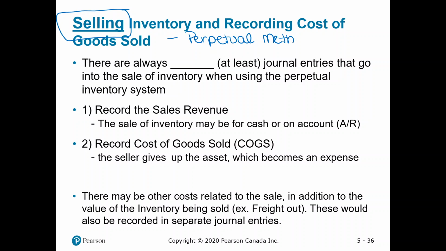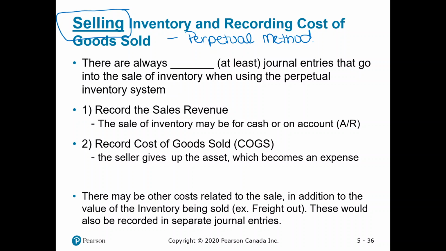And a quick reminder about the perpetual method, we are continually updating our inventory. So the inventory balance in the account is always updated. So all of our purchases went through there. Even if we got a discount or returned or had an allowance, we updated the inventory account. So now we're looking at us, the seller.